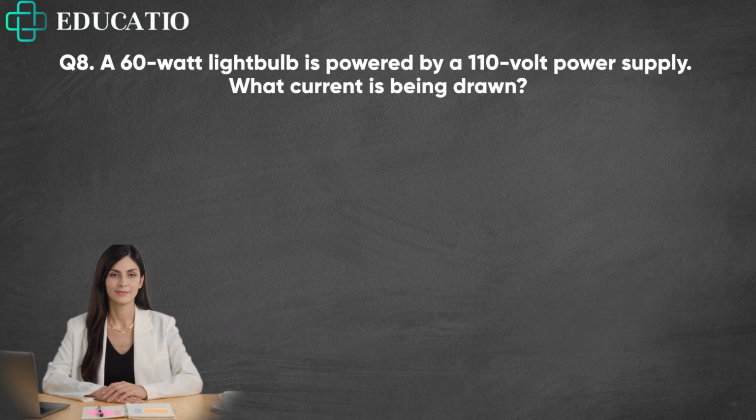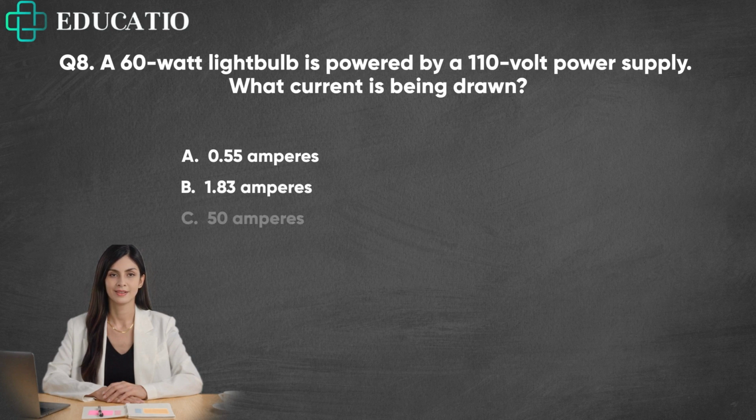Question 8. A 60-watt light bulb is powered by a 110-volt power supply. What current is being drawn? A. 0.55 amperes. B. 1.83 amperes. C. 50 amperes. D. 6,600 amperes.